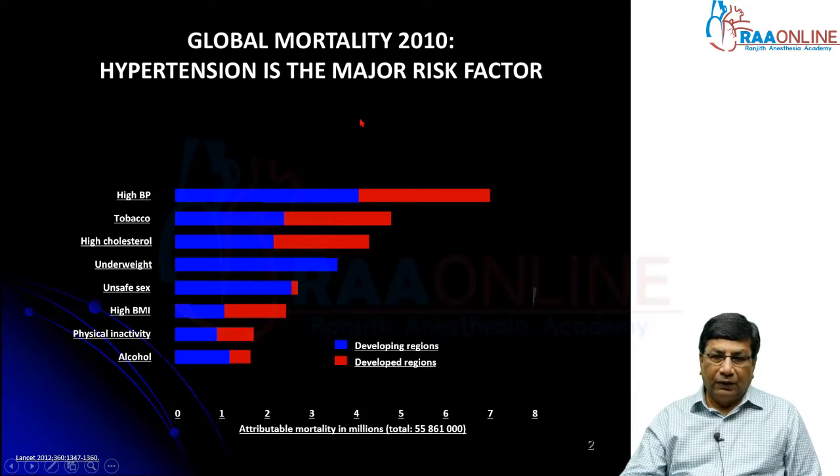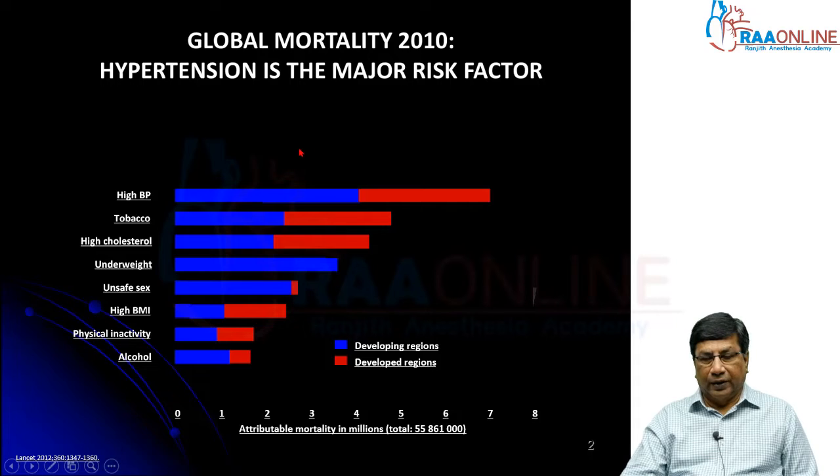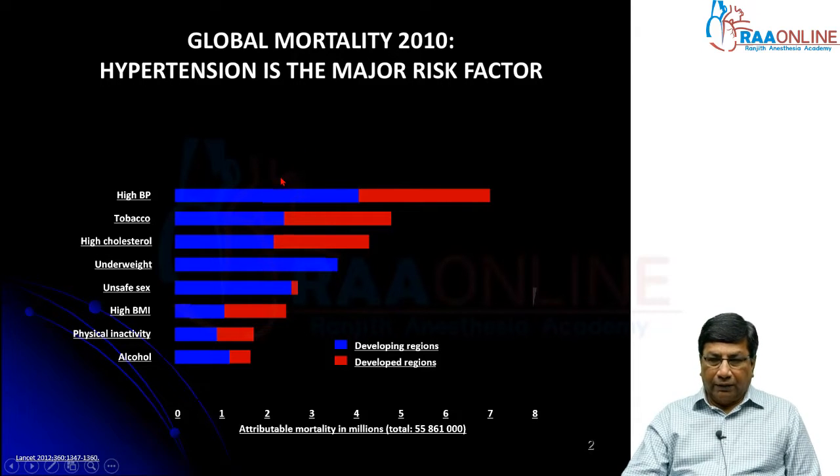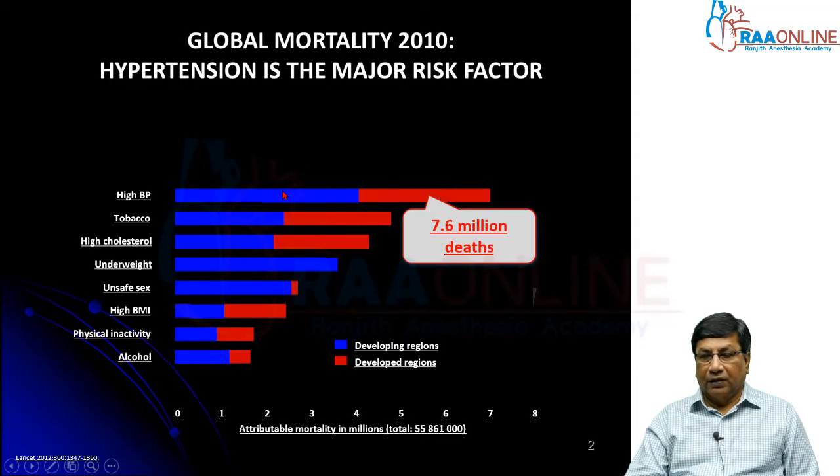So, to give you a brief introduction about hypertension today, not only in developed countries, but also in developing countries, hypertension is the leading cause of death. So, although the countries have developed, they are not able to reduce the mortality rate and morbidity due to hypertension.